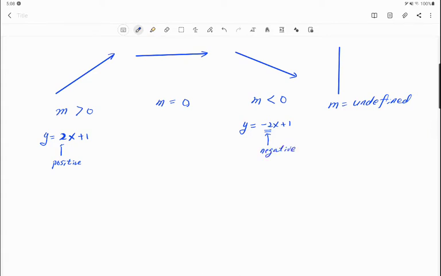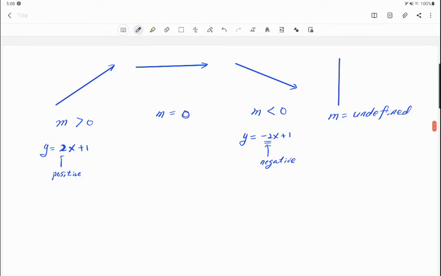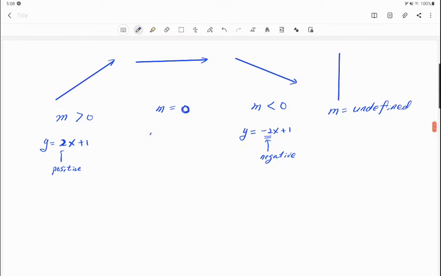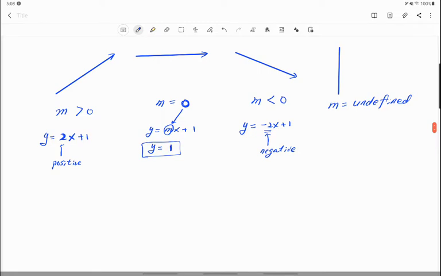Okay, and then if the slope is 0, here's y equals mx plus b, and m is 0. Actually the coefficient of x is the slope. So this part is 0, so we can write it something like y equals 1. There's no x variable at all. So the equation of a horizontal line is y equals the y value. And for the equation of a vertical line, this time, there's no y variable.